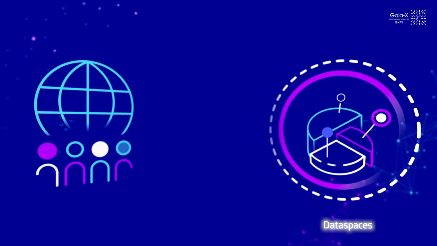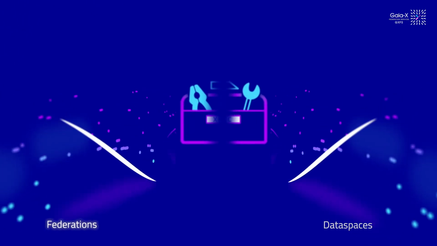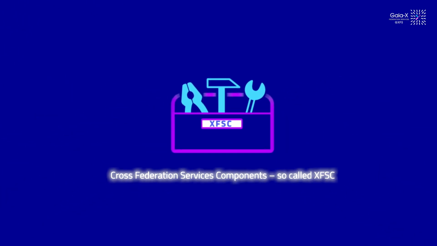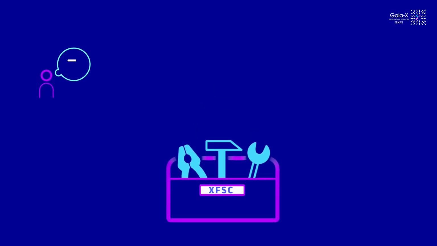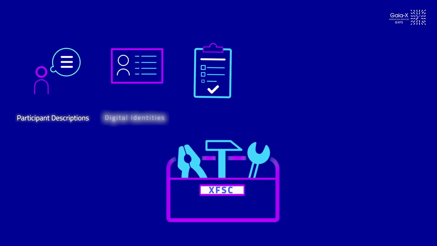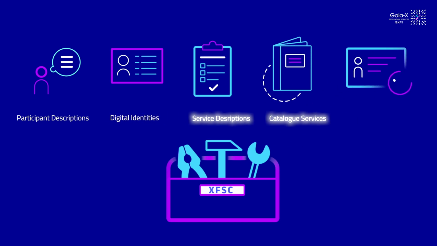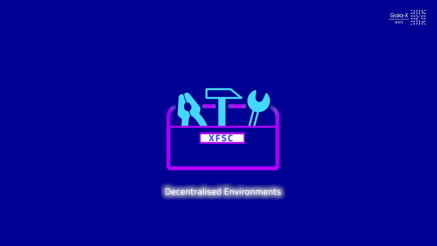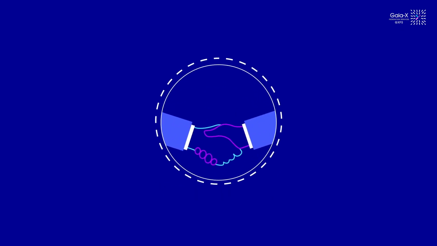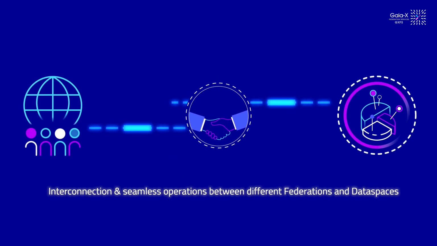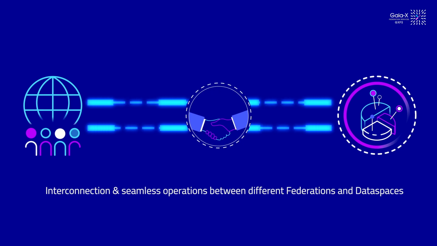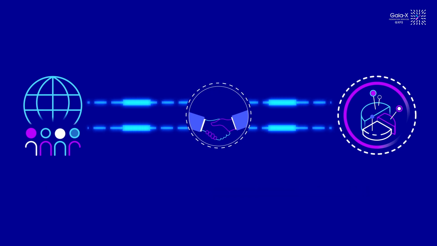In order to manage dataspaces and federations, the Gaia-X Federation Services components can provide necessary functionalities to access information like participant descriptions, digital identities, service descriptions and catalog services, credentials, and all this in decentralized environments. Using GXFS can ensure the minimum required interoperability to allow interconnection and seamless operations between different federations and dataspaces.